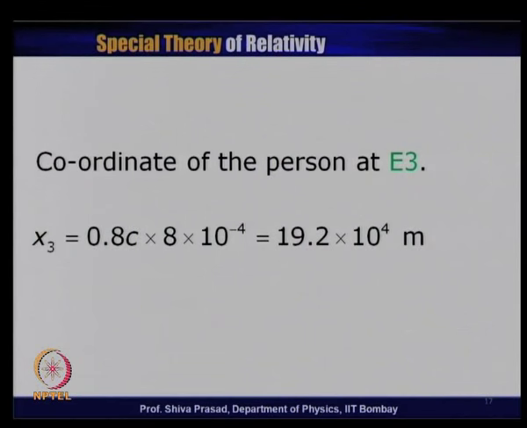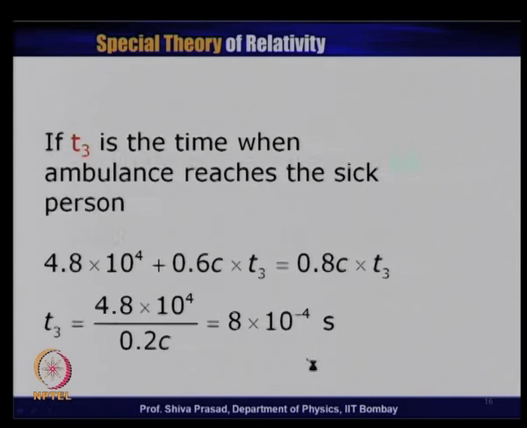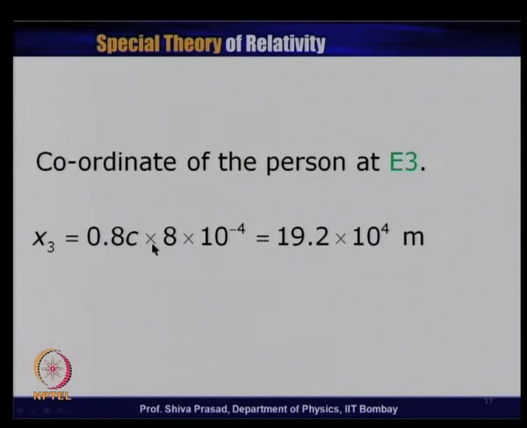That is what I have done in the next transparency. The coordinate of the person at the time of event 3, that is the ambulance catching the sick person, occurred at 0.8 c, the speed of the ambulance, multiplied by the time which we have just now calculated, which was 8 into 10 to the power minus 4 second. This is what I have calculated. If I multiply this by this, I find the distance, or the coordinate, at which this event would have occurred, which is 19.2 into 10 to the power 4 meters, that is 192 kilometers. It is quite far off. So, at the coordinate x3 equal to 19.2 into 10 to the power 4 meters, event number 3 occurred.